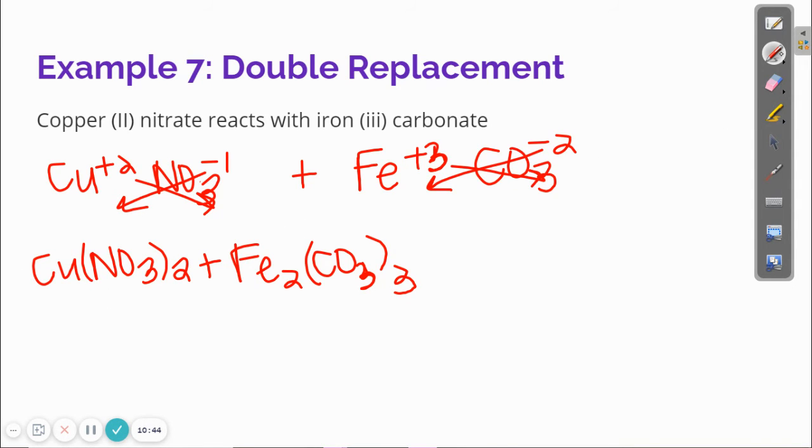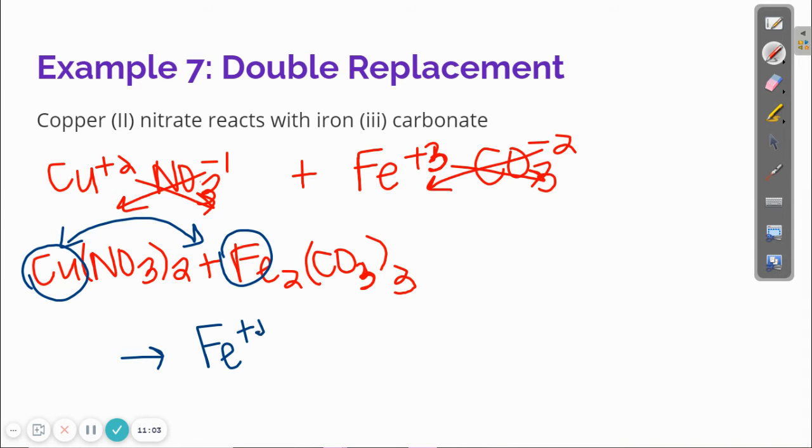These are my reactants. So now I'm going to switch out my metal ions and come up with my products. So when I do that, I'm going to have to crisscross again. I know, lots of crisscrossing. So I had iron 3 to begin with in the problem. So I'm going to have iron 3 in the nitrate ion plus copper 2 in the carbonate ion.